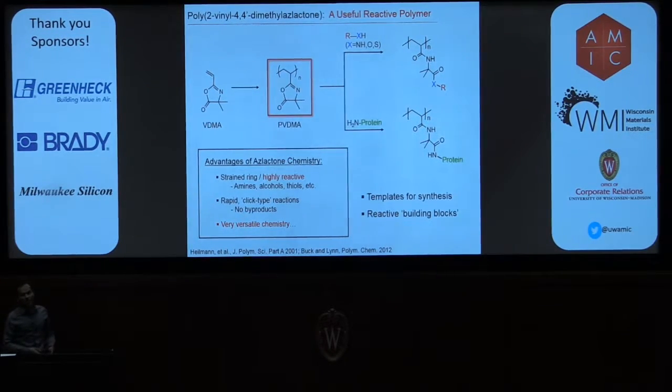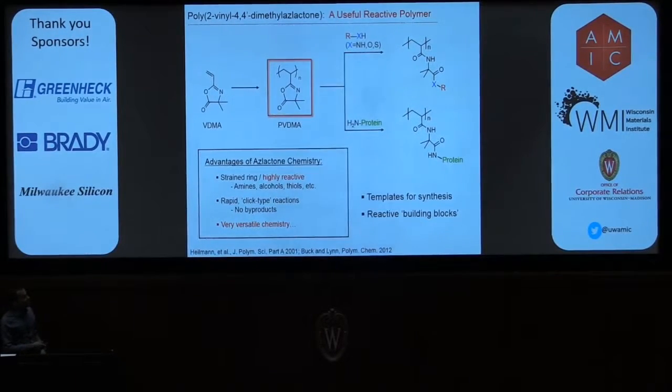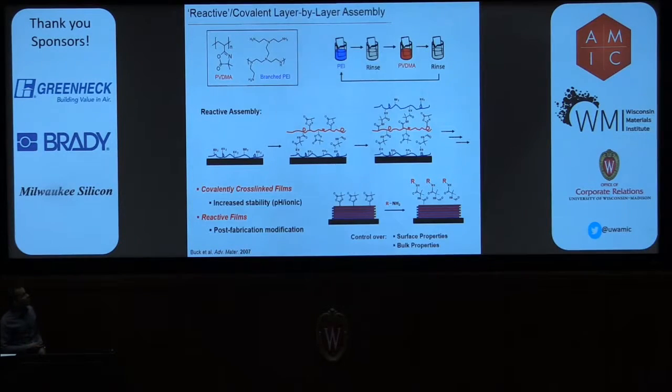Click-type reactions are just reactions that occur very rapidly and do not form any byproducts. So this polymer has a very versatile chemistry, allowing us to design many polymers with different side chain functionalities. But what I'm going to talk about today is how we can use this polymer for the template or synthesis of many thin coatings and films. To do that, we use the layer-by-layer assembly process, which many of you may know from the work on multi-layers of polyelectrolytes. We have used the same technique to develop multi-layer films which are covalently cross-linked, and we call it reactive layer-by-layer assembly.